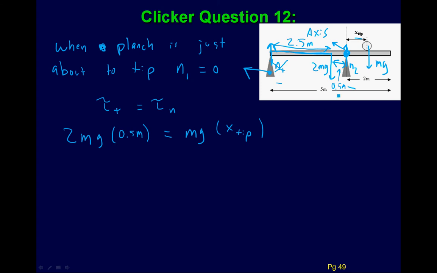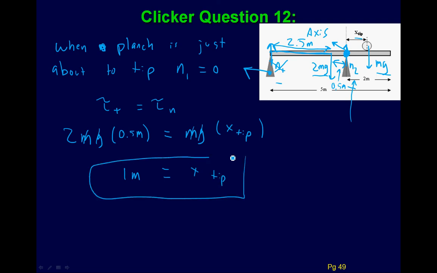And that's it. At the point where this is just about to tip, basically the torque of the 2 mg equals the torque of the mg. Because we're doing it about this axis here, we don't care about any force that N2 is applying. So we can just cancel out the mg's, because this again was twice as big. And you see what happens is you get the answer as we stated before: it's 1 meter.